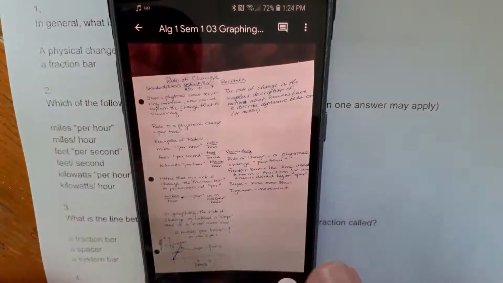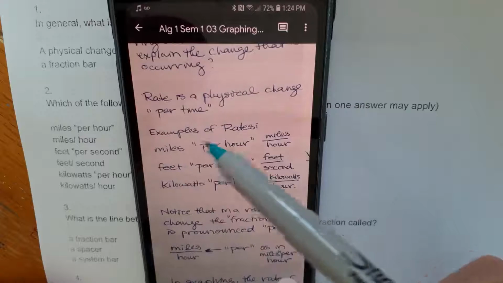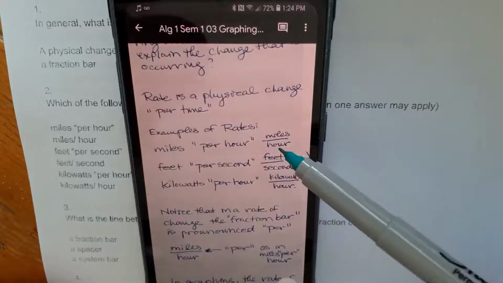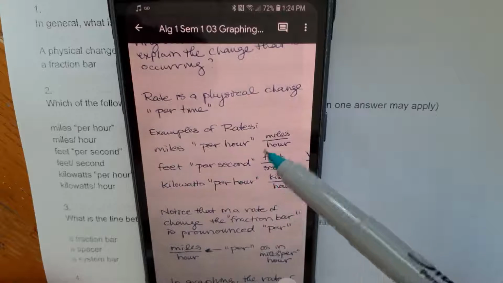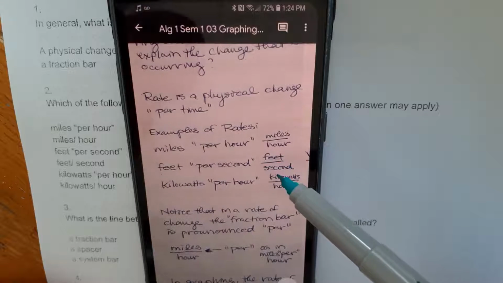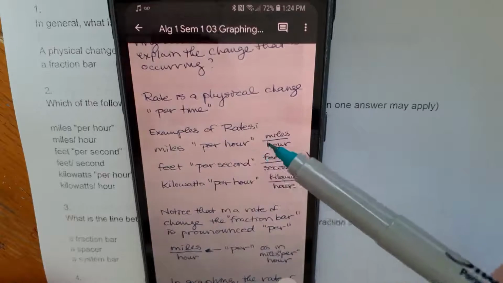Sometimes it takes me a couple times to open the notes, but this is talking about rates of change. So here are some examples of rates of change. Miles per hour. It can also be written as a fraction, miles per hour. Feet per second. It can also be written as a fraction, feet per second. A rate of change typically in Algebra 1 is a physical change per time.